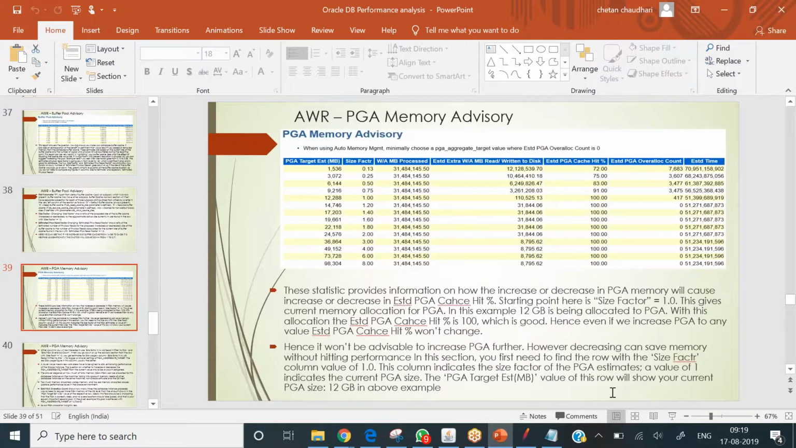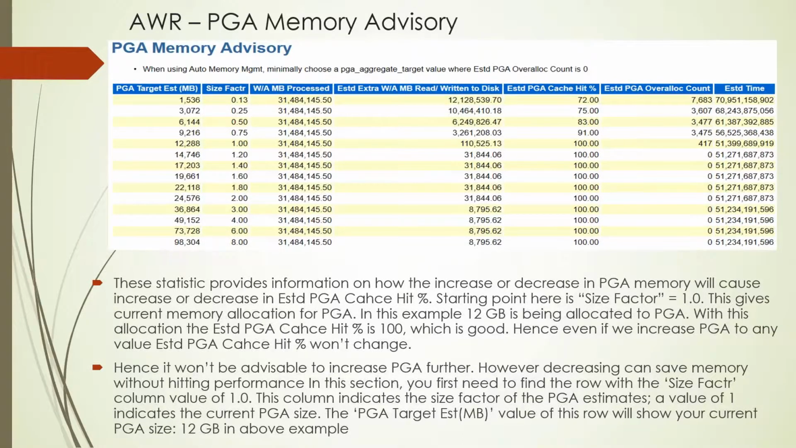Now, PGA advisory. Similar to the buffer pool advisory, we have the PGA memory advisory. Whenever Oracle is using auto memory management, it will always provide this kind of table. Now again, the thing you should look at here is that a size factor of 1 indicates the current PGA size. So when this 1 is 12.28, that means 12 GB is the current PGA size. And you should find the estimated PGA cache hit with this allocation. You can see when I'm using size factor 1, when my PGA is 12 GB, the estimated PGA cache hit percentage is 100.